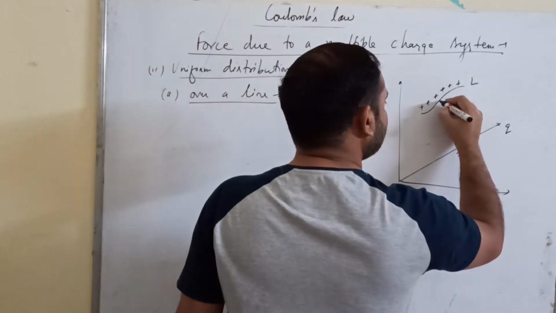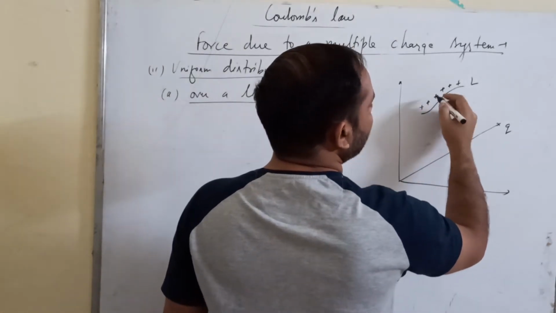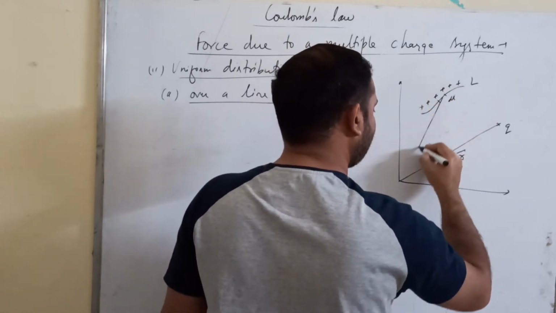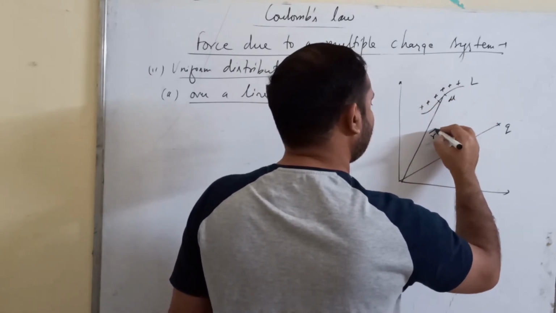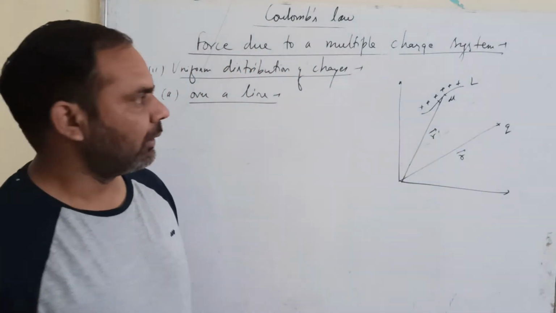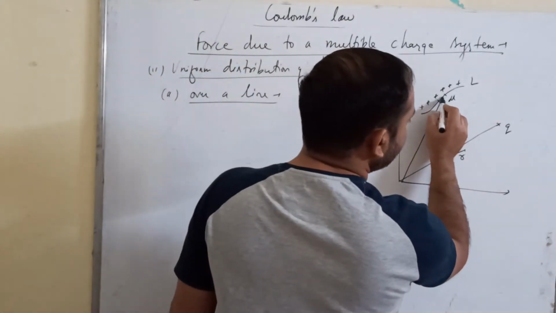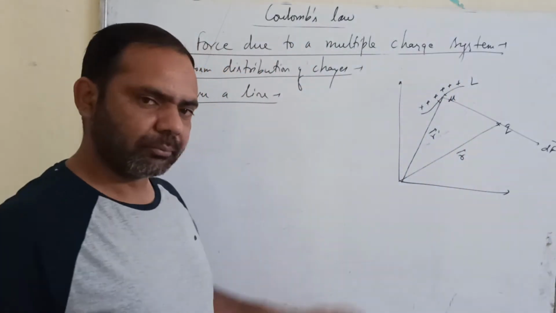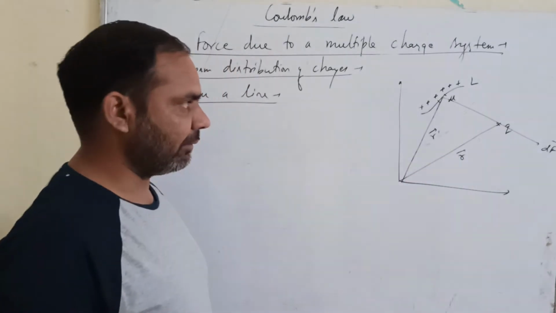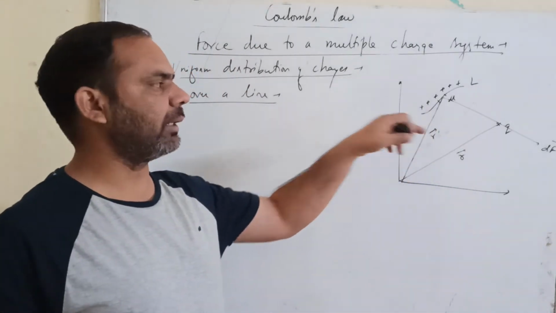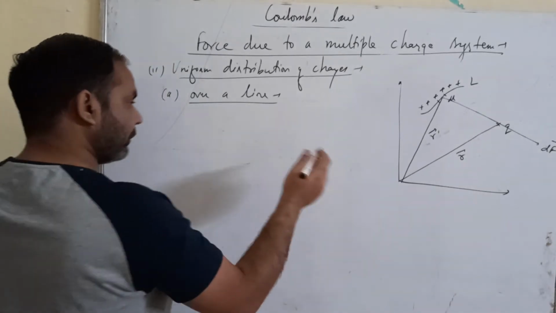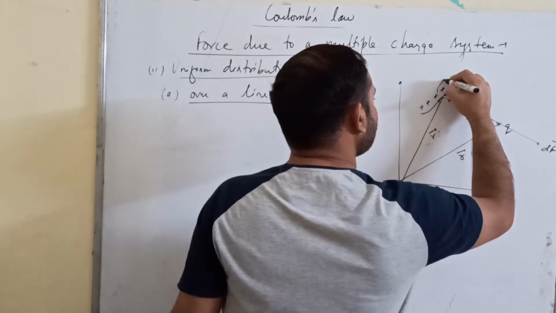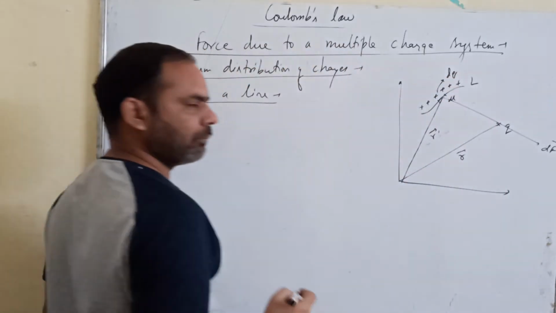So we will consider an infinitesimally small part dl of this length with position vector r dash vector, and the force due to this dl will be dF vector. Now first of all we will find out this dF vector and then we will integrate this value to get the total force. Now let us suppose that the charge on this part is dq.